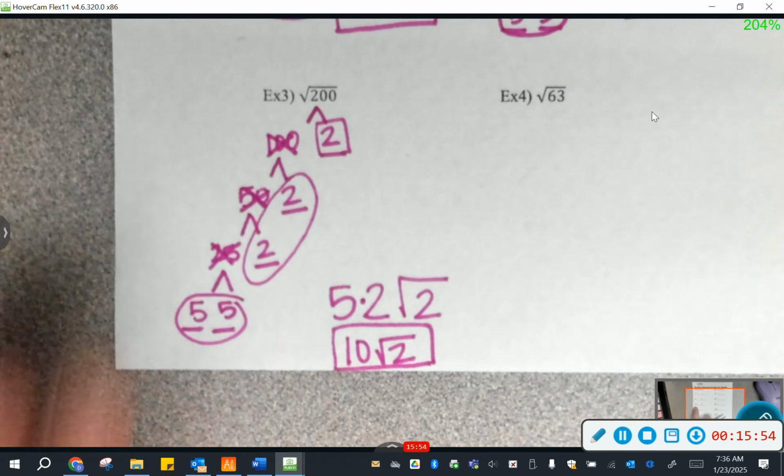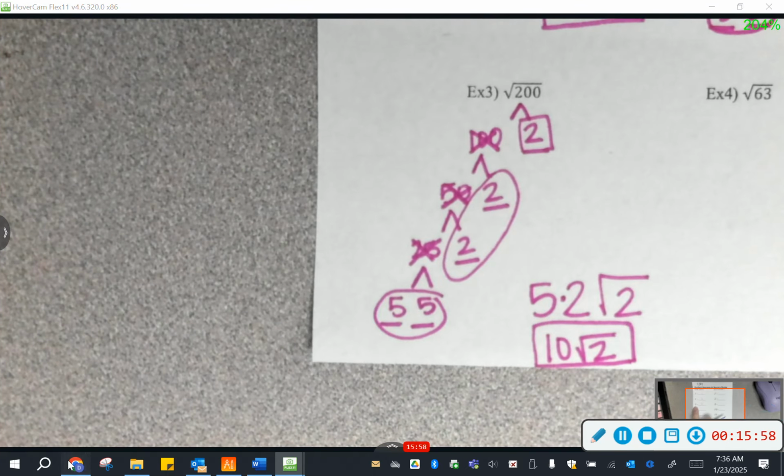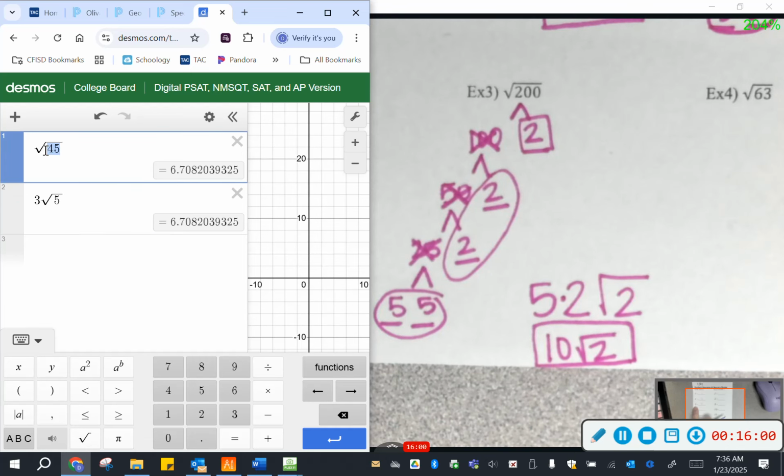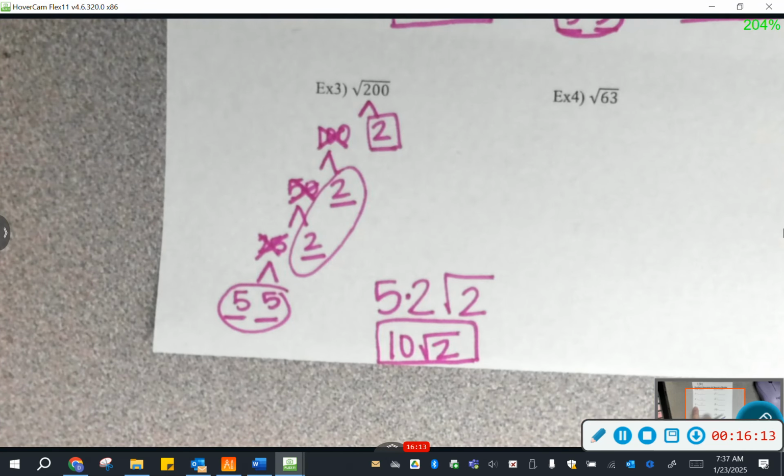That is my answer. And then what did I tell y'all to always do? Check it in the calculator. If I have the square root of 200, does 10 square root of 2 work out? Yes. I want you to try this next one on your own. Go.